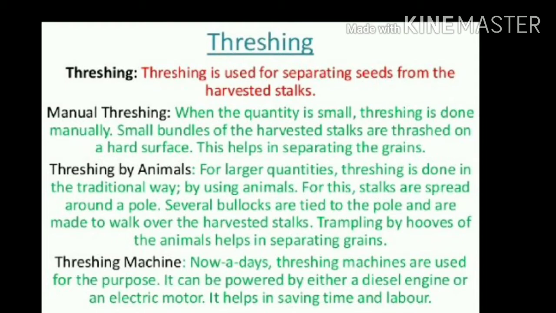This process was done manually also. It is done with the help of animals also, and nowadays threshing is done by threshing machines too. One by one we will see. First, manual threshing: when the quantity is small, threshing is done manually. Small bundles of the harvested stalks are threshed on a hard surface. This helps in separating the grain.